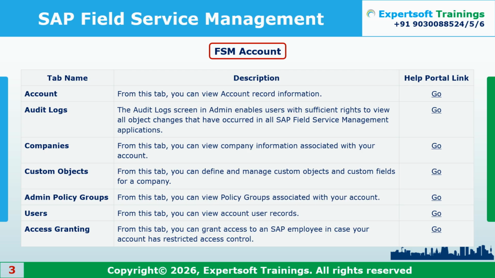You have company. You can see all the company related information. You can even create custom objects, basically objects which are not available in FSM, but you want to integrate with your other application. You can create your own custom objects and custom fields. And then we have policy groups. Policy groups are basically for the control of authorization at object level against the company.